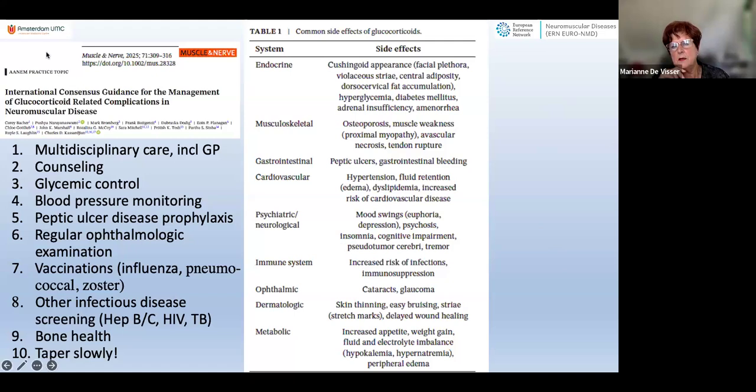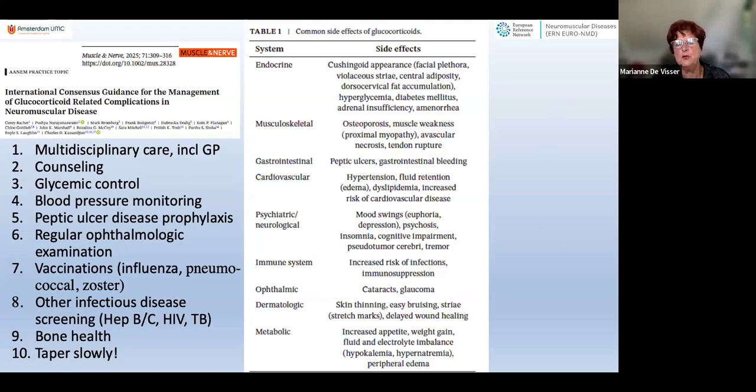Very recently, an international consensus guidance for the management of glucocorticoid-related complications in neuromuscular disease was published in Muscle and Nerve. I have to say that all these authors are based in the US, so I don't know whether we can translate it to other parts of the world, but actually all the recommendations are very familiar to me.